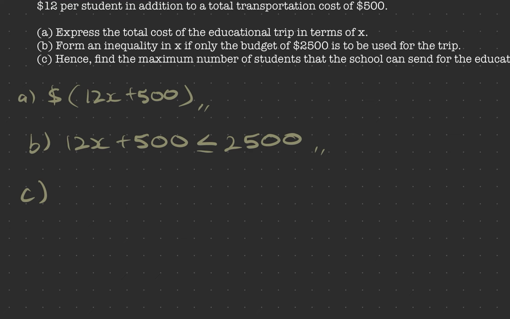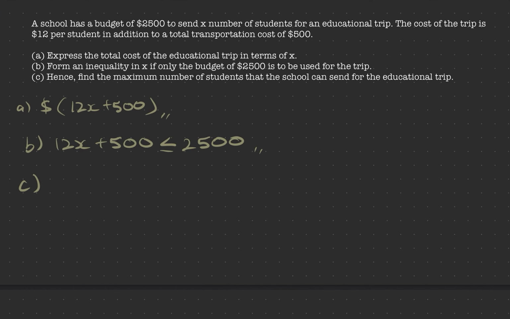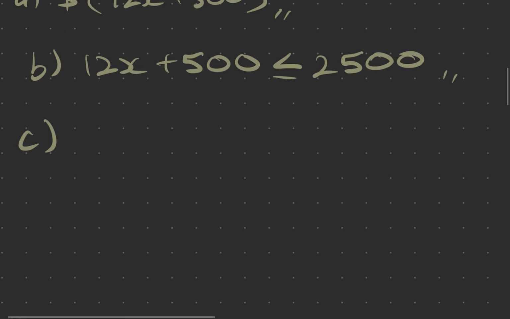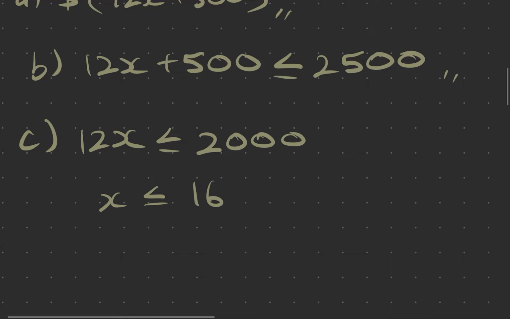Hence, find the maximum number of students that the school can send for the educational trip. Okay. This is just like your normal inequality. Just gotta isolate the variable and find how much the variable is. So we're just gonna leave 12x on this side, but we're gonna bring the 500 over. So we're going to minus 500 on both sides. So that will give us 12x is less than or equal to 2,000. And then we divide the whole thing by 12. So 2,000 divided by 12 will actually give us 166 whole 2/3.